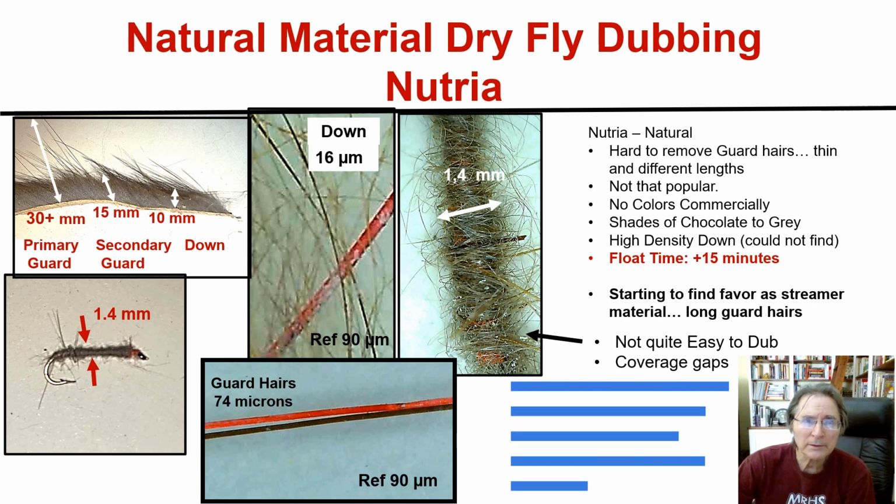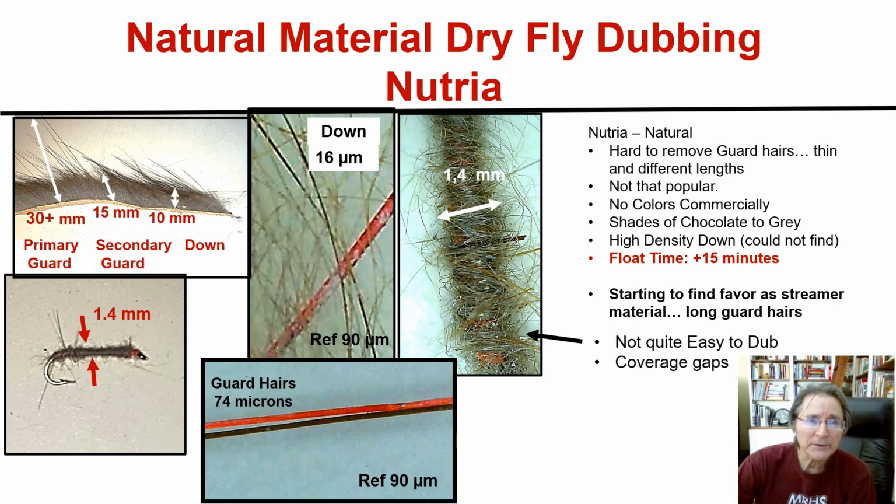The unique thing about the nutria is that it has two sets of guard hairs. It has ones that are 15 millimeters long, ones that are 30 millimeters long. They both have the same size of 74 microns, so mixing these together can get you almost any texture and lively looking dubbing that you want.